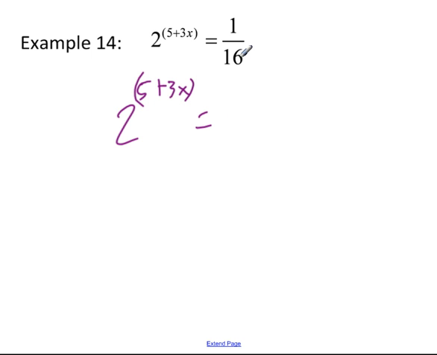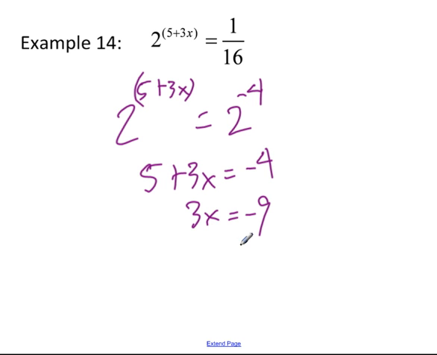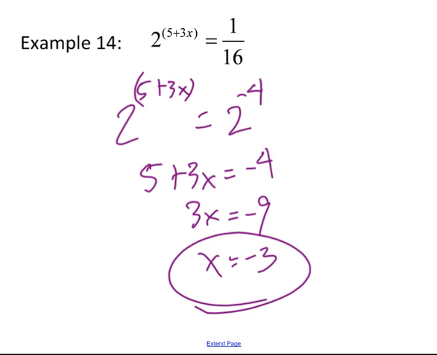16. Well, what is that? That's 2 to the what power? 2 to the 4. Let me check my chart. Yep, 2 to the 4. So that's going to be negative. So I got 5 plus 3x equals negative 4. And solving away, solving away.